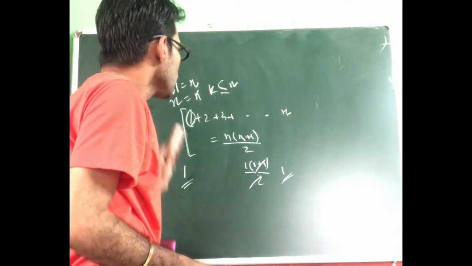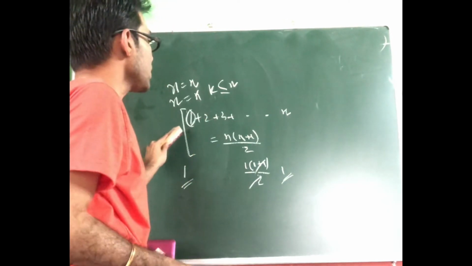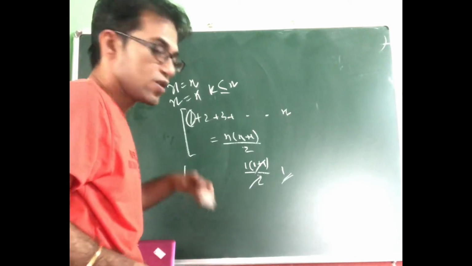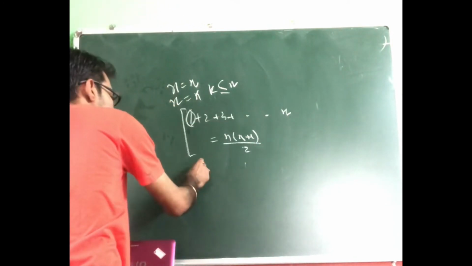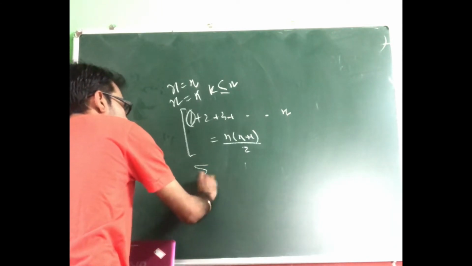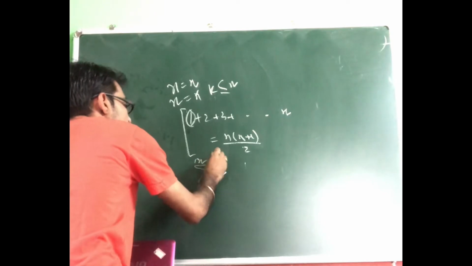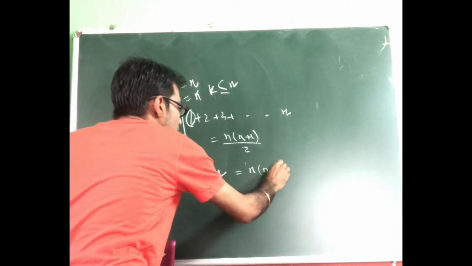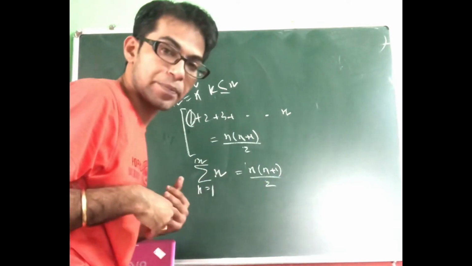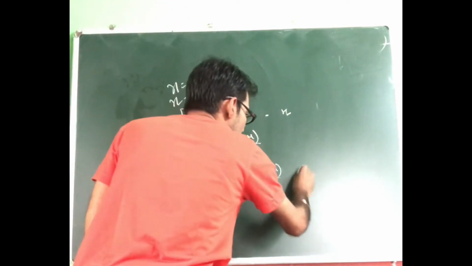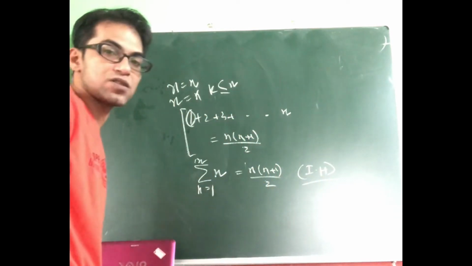So we'll try to prove the statement assuming that the statement holds true for n equal to n. What I mean to say is, in this particular case we'll say that the summation of all the n from n equal to 1 to n is equal to n(n+1)/2. This we are assuming, and this is known as the induction hypothesis.